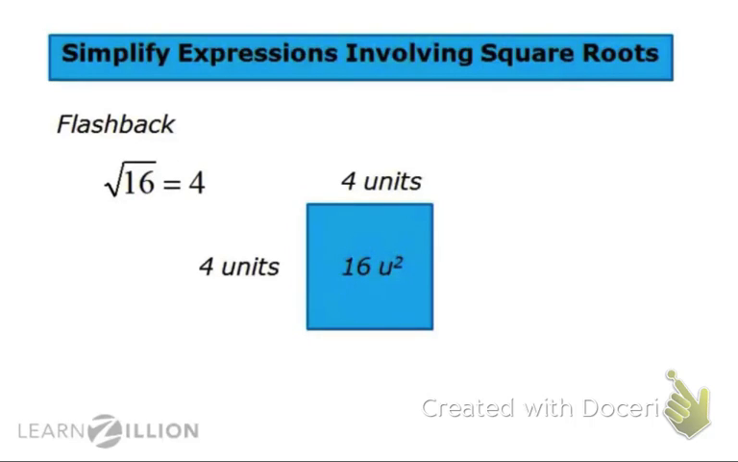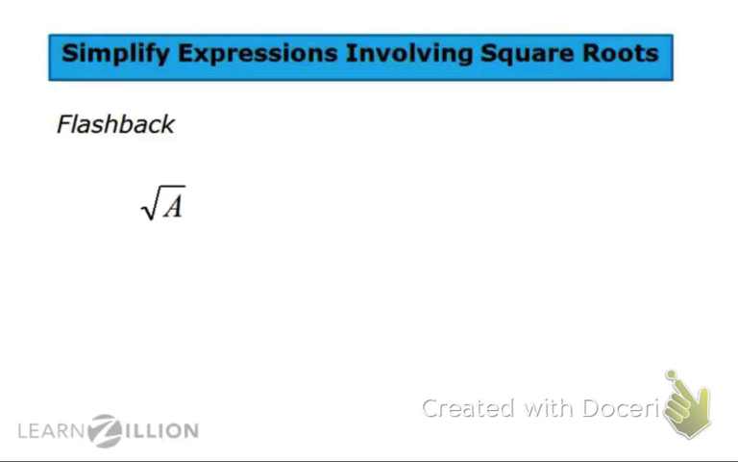Since all sides of a square are the same length, finding the square root of a number a means finding some number that when multiplied by itself gives you a. So for instance, the square root of 25 is equal to 5 because 5 times itself equals 25.